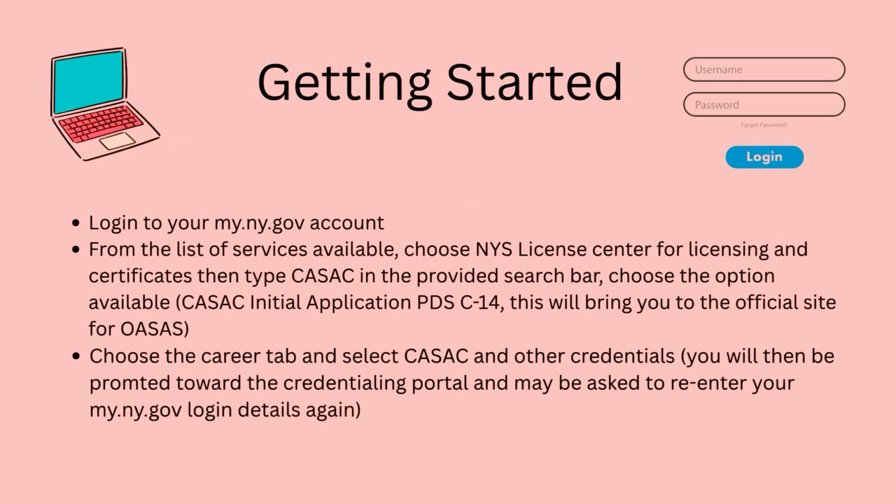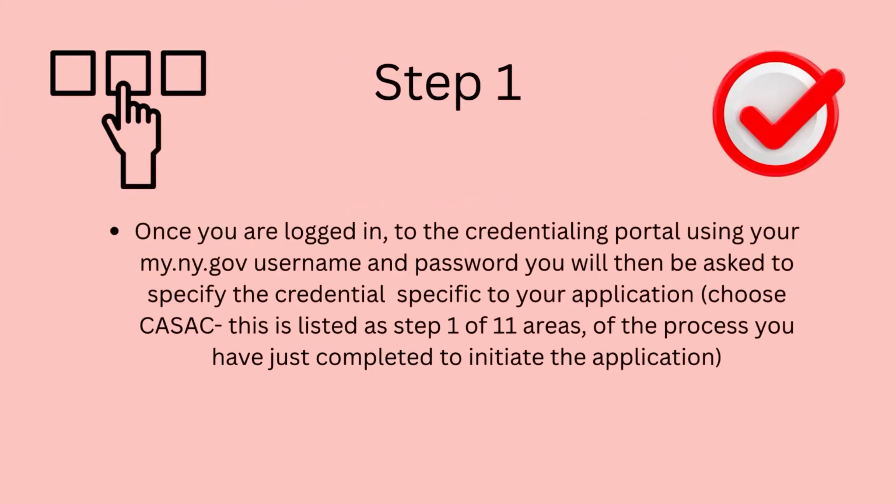When you're ready, log into your my.ny.gov account, and from the list of services available to you, choose the New York State Licensing Center. Then type CASAC into the search bar that appears. Select the option for the CASAC initial application. You'll be redirected to the OASIS site, and from there, click on the Careers tab, select CASAC and other credentials, and this will move you forward into the credentialing portal. You may need to log in again with your my.ny.gov details.